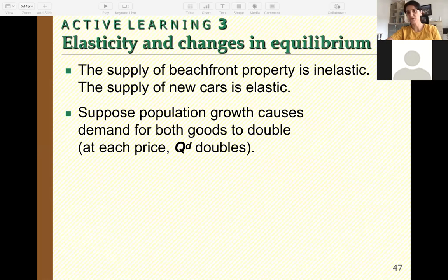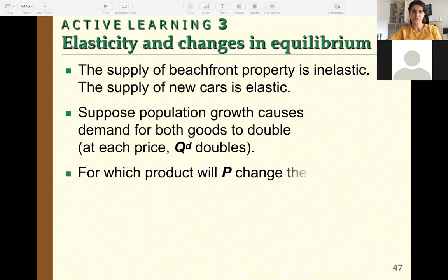Suppose so, the curves will be how? If it is inelastic, then the supply curve is steeper, right? If it is elastic, the supply curve is less steep. Suppose population growth causes demand for both goods to double. So you are going to increase the demand, shift the demand curve.